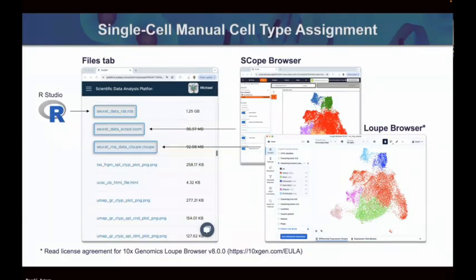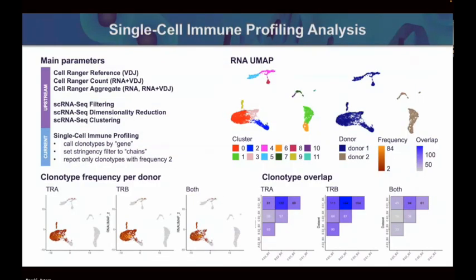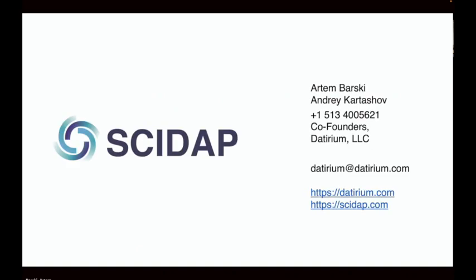We also have pipelines for trajectory analysis and for immune profiling. This would identify the cells that have the same TCR or BCR sequence, and you can look at how they are distributed between T or B cell types. And probably that's it. We have a few minutes to answer questions.